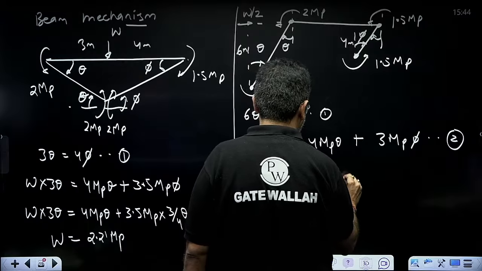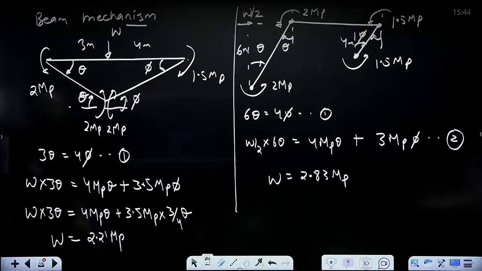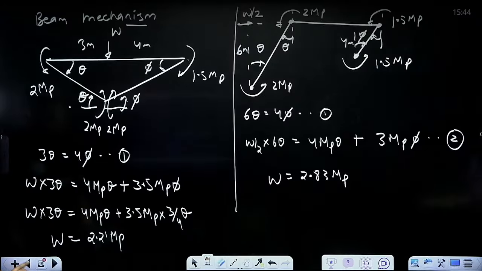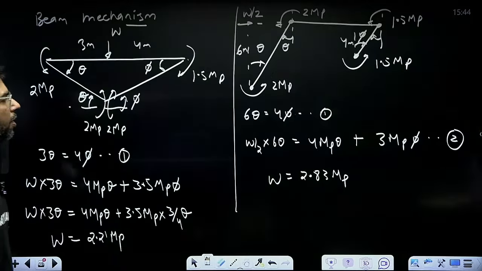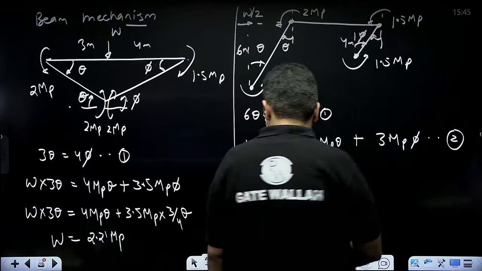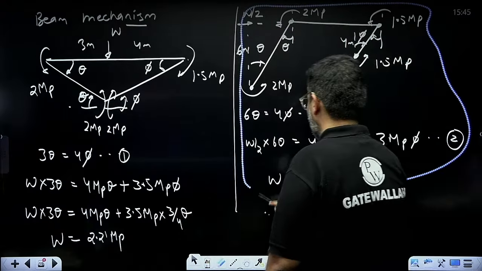This is the collapse load for sway mechanism. This is correct, C is correct here, okay. Now the combined mechanism also I will take. So sway mechanism I have taken. From one question the whole portal frame is covered, okay.